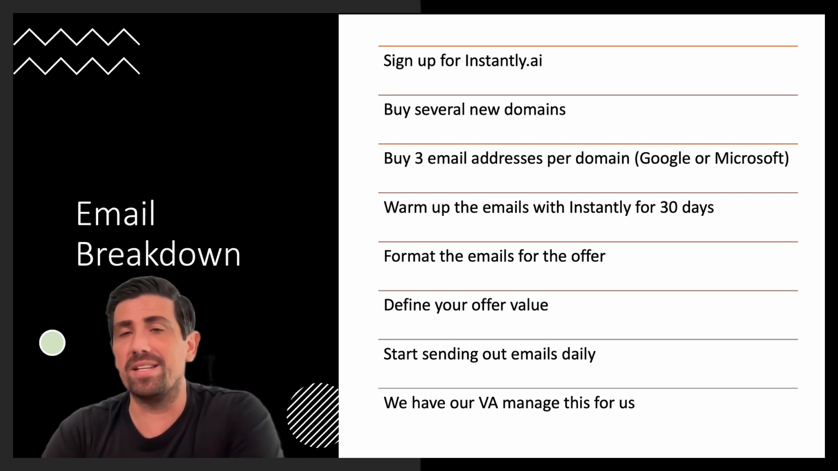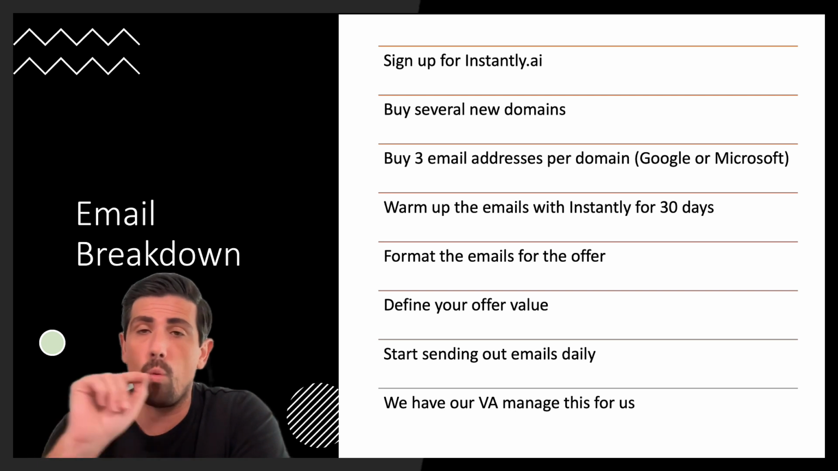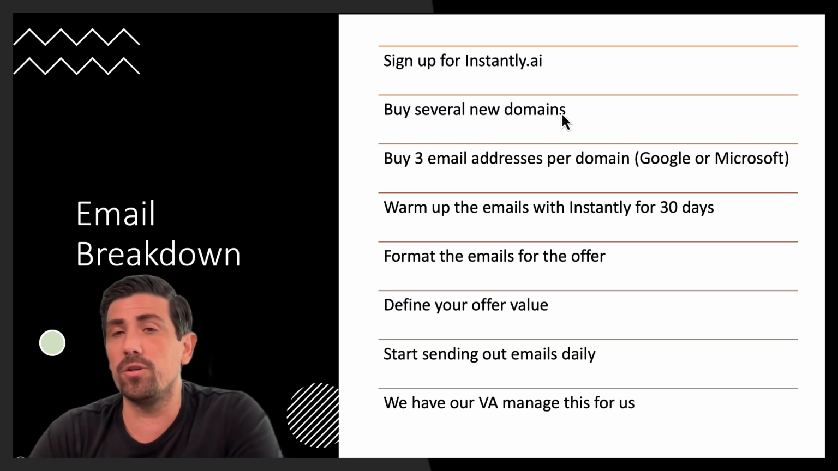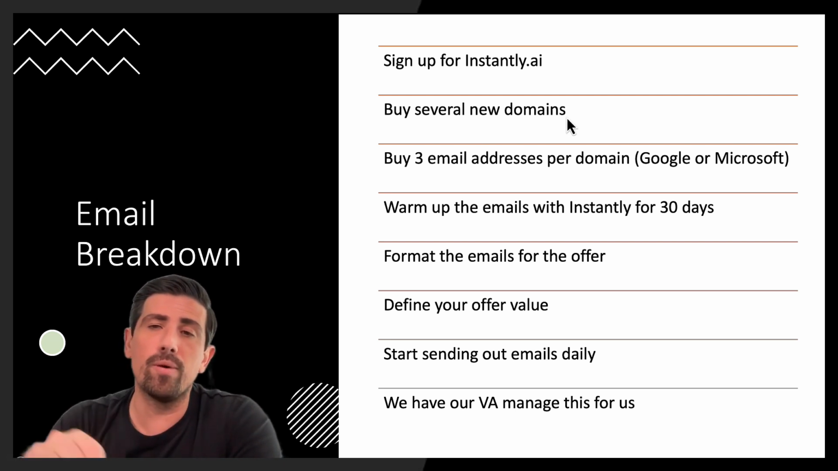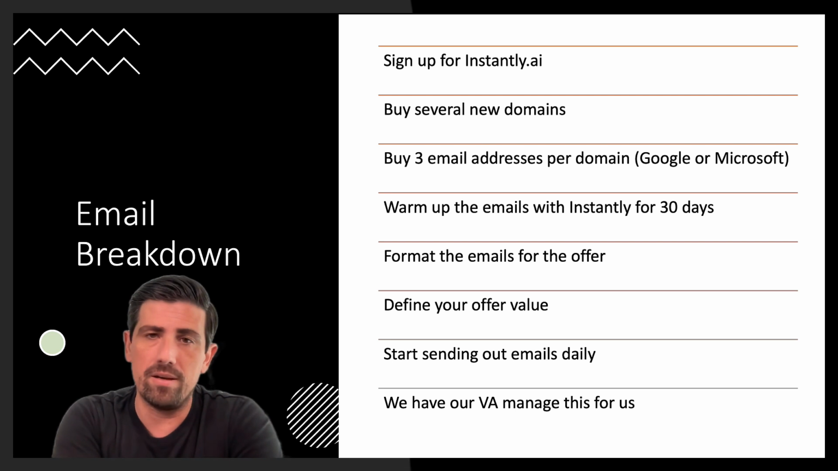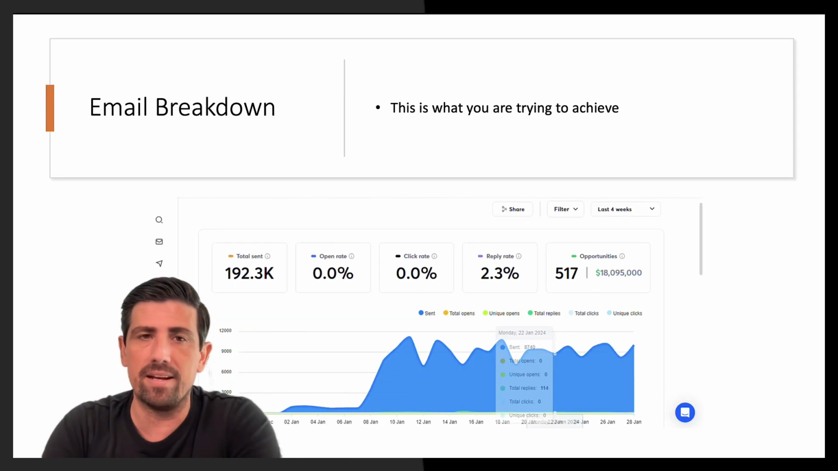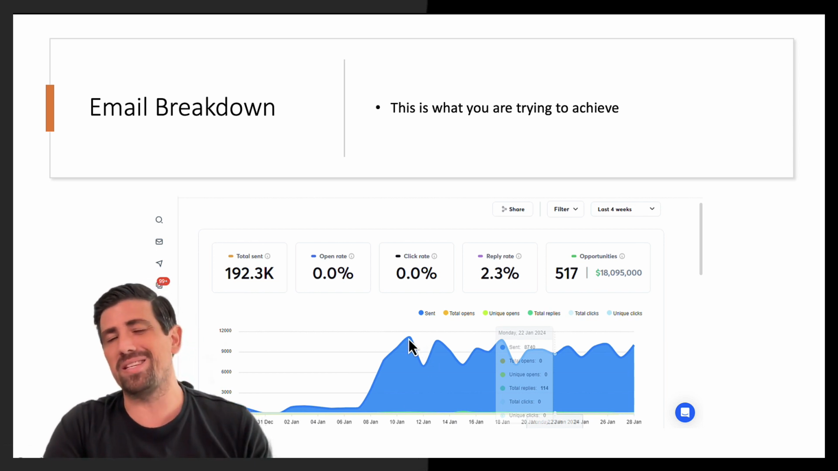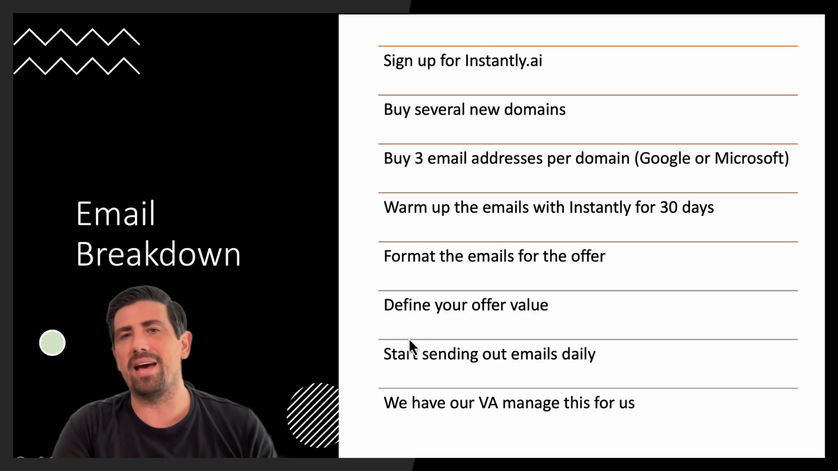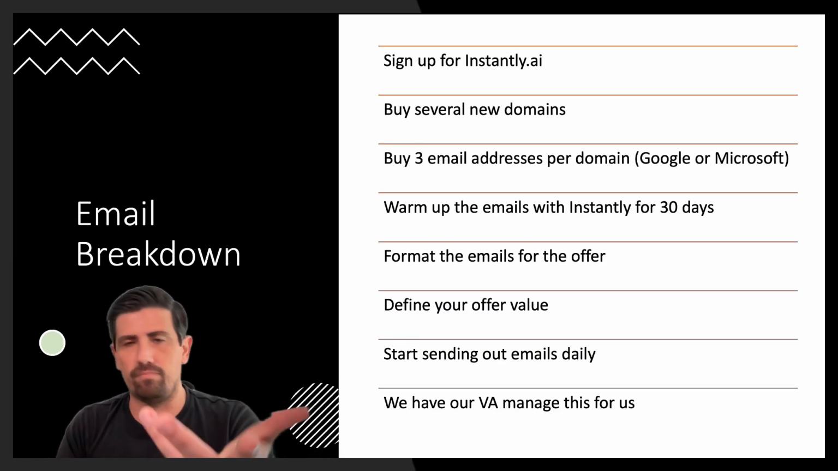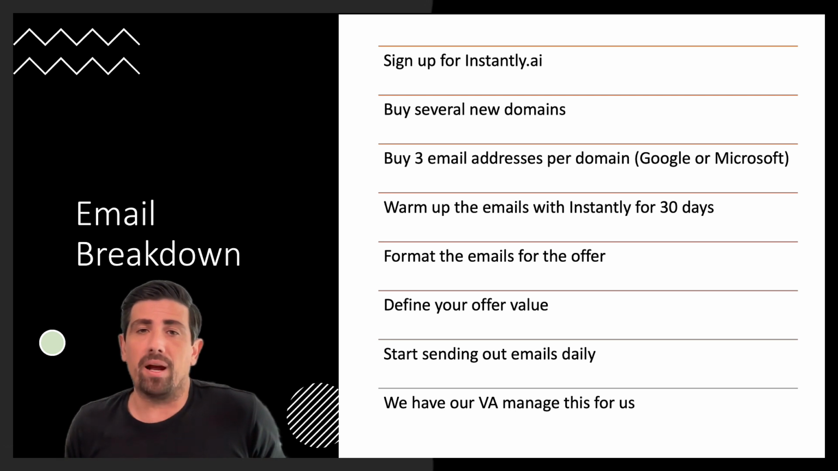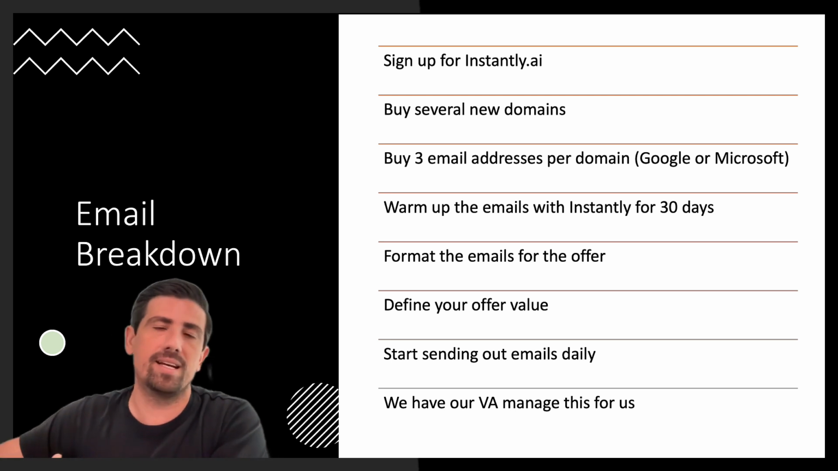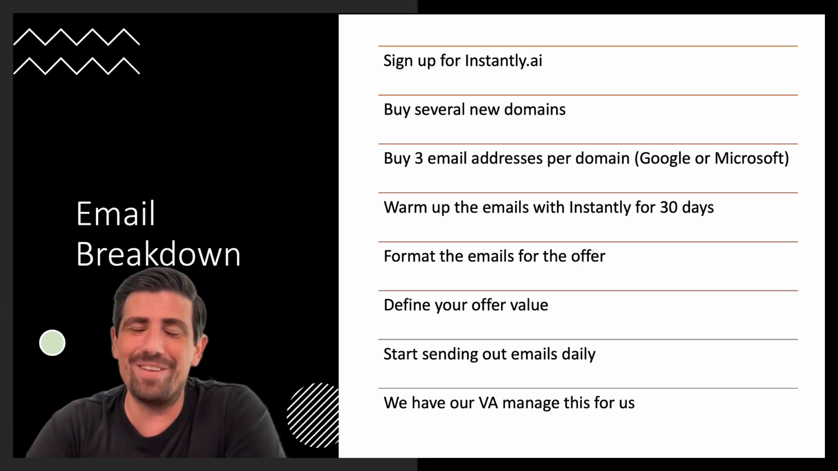Number one, sign up for Instantly.ai, and you need to sign up for the warm-up service as well as the leads that you can reach out to. So buy several new domains. You can have 3 email addresses per domain. If you break down that 192,000 emails sent, and you're sending about 10,000 emails a day, you can do the math. How many domains do you need for 3 email addresses each? We're ramping up to 300 email addresses, and that's how you get to 10,000 emails a day.